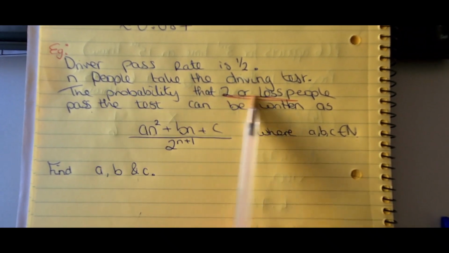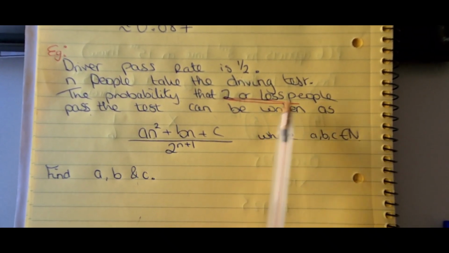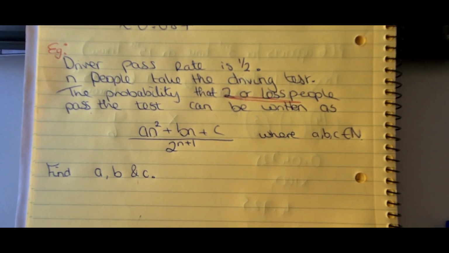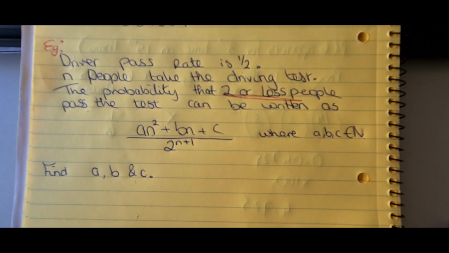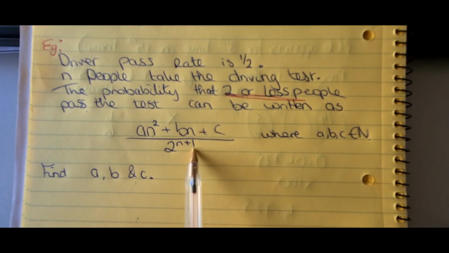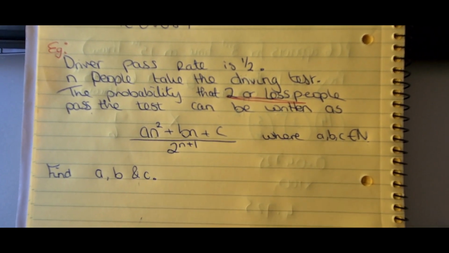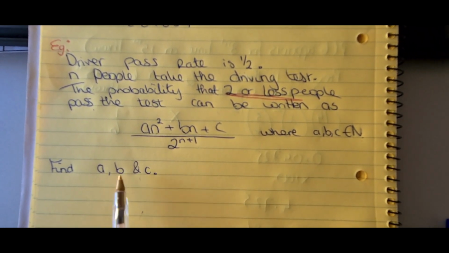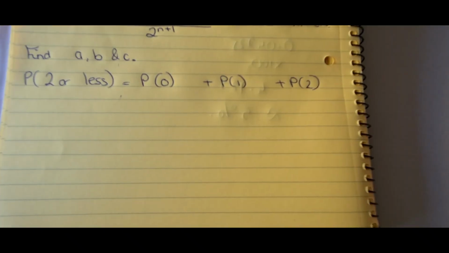So I need to work out the probability that 2 or less people will pass the test, and it is a Bernoulli trial. And I should be able to manipulate those probabilities so that it can be written like this. Okay, and once I have it written in that format, I will then be able to solve for a, b, and c. So I'm going to set that up.